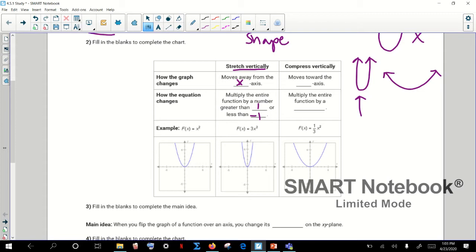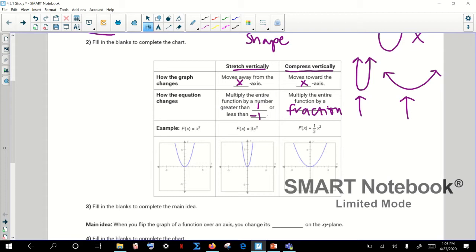Okay, so now let's look at compressing vertically. When we compress a function, it widens, right? So it actually moves towards the x-axis. Those sides kind of move down like they're about to touch the x-axis, and further away from the y-axis. When we do that, the equation changes by multiplying the entire function by a fraction. So that's any number, decimal or a fraction, between 1 and -1 that isn't 0.